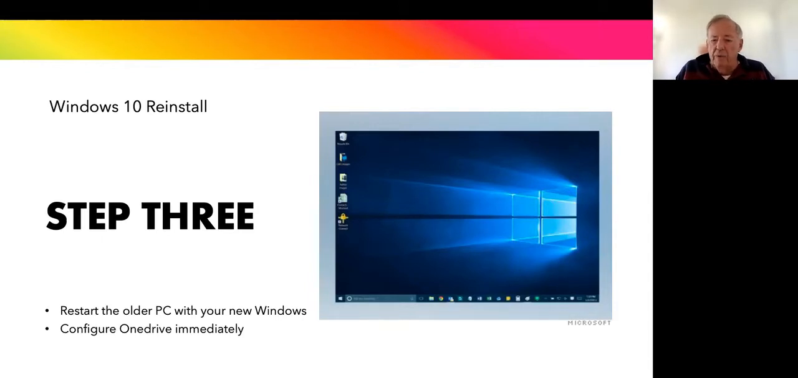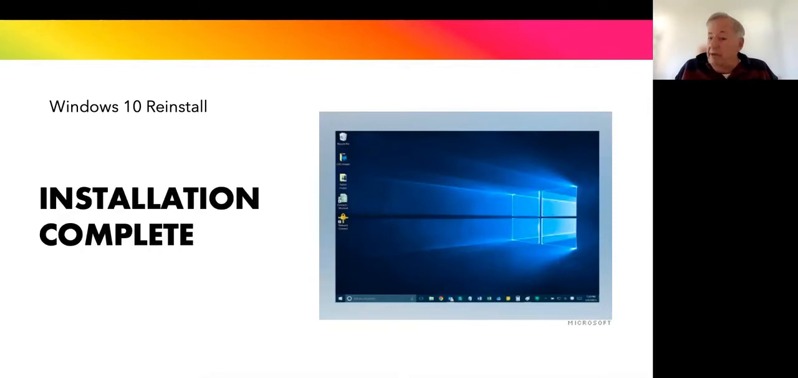You may have done a backup in some other way. You may have saved all those documents to an external hard drive. Well, fine, that's perfectly okay. Just copy them back into your new copy of Windows. And that's it. Your installation is complete. There is really nothing more to it than that.